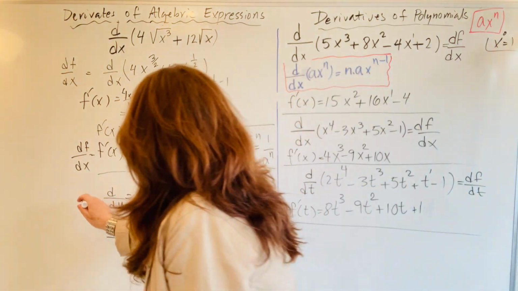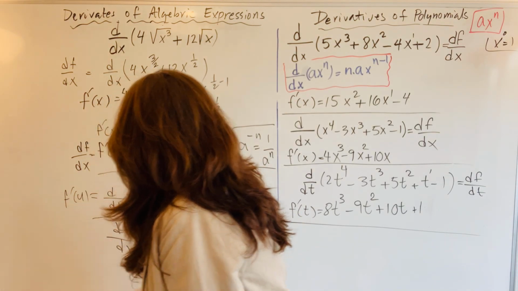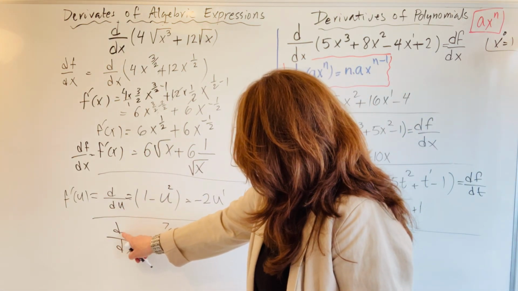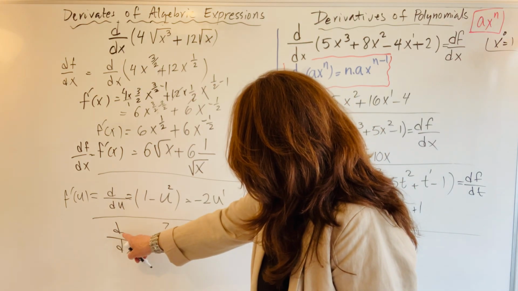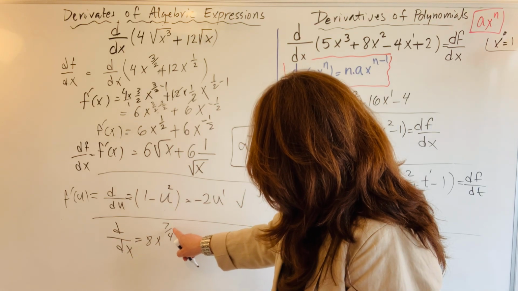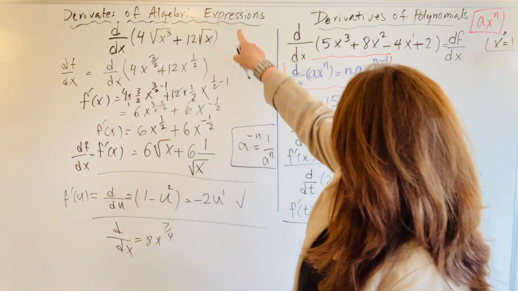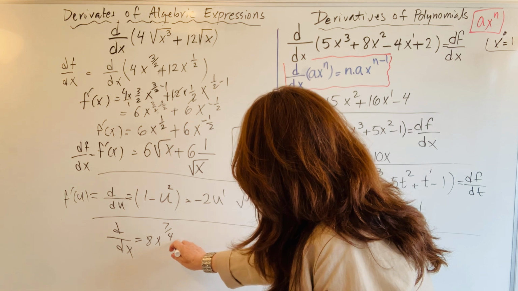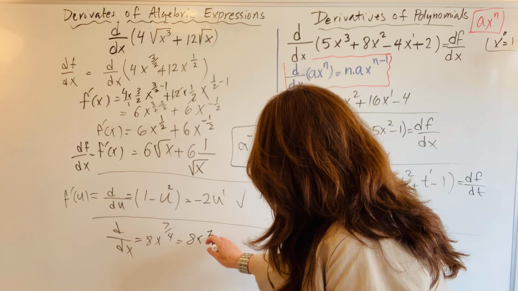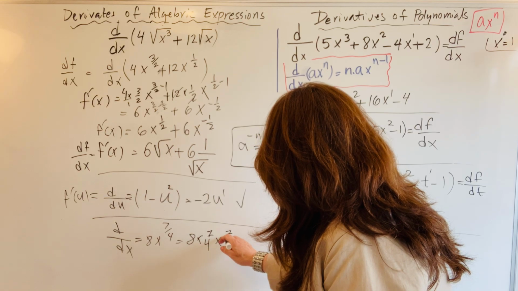Okay, you can write this one as f prime of u. The last one, hope you see that, is the derivative of this with respect to x: x to the 7 over 4. This is a radical too. Okay, this is not a polynomial, but this is algebraic. What can we do? It's 8 times 7 over 4 x to the 7 over 4 minus 1.